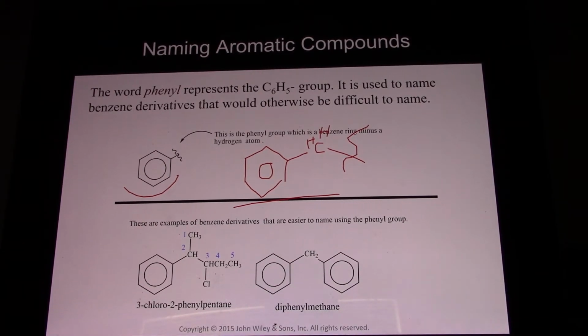So here we have 3-chloro-2-phenylpentane, and we put the lowest number on the phenyl group. Here we have diphenylmethane, 2 phenyl groups on that carbon.